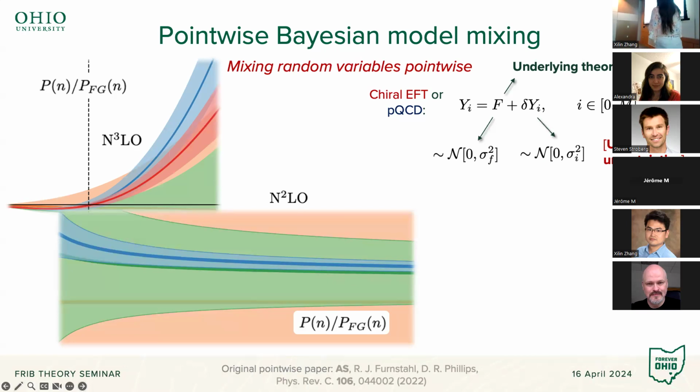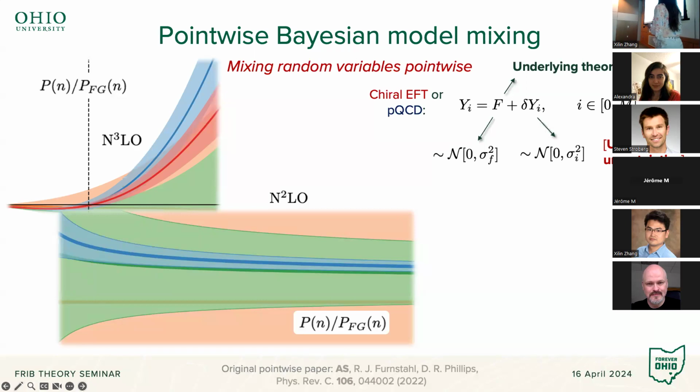So what we're going to do is mix random variables pointwise. So model mixing, I know there are people in the room who do posterior-based model mixing and many other different ways, because this is, I would still call it, an emerging field. But here I'm working purely with calibrated models, so models that I'm not doing parameter estimation for. So we're just taking chiral EFT and pQCD as they are. So no other work going on there.